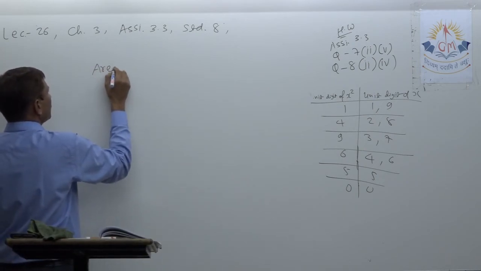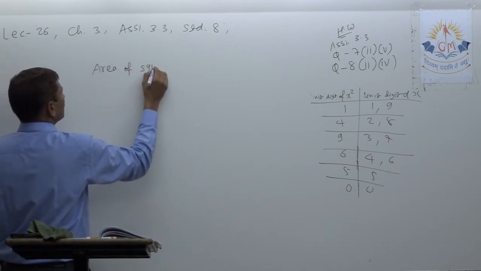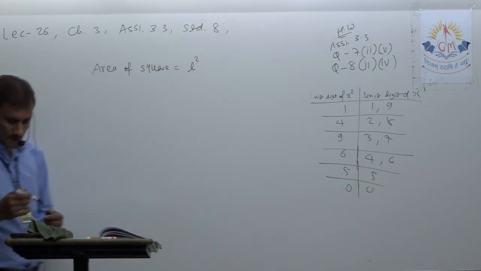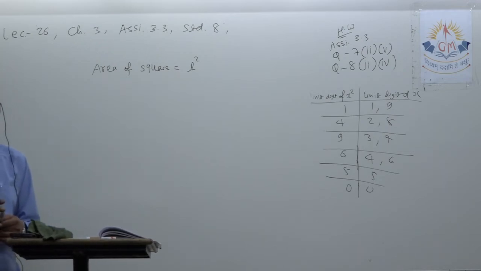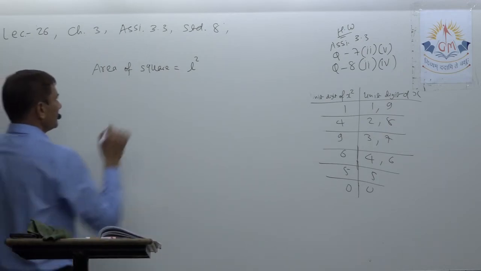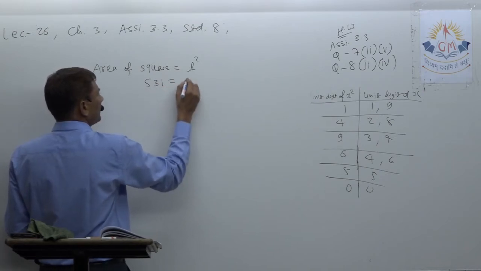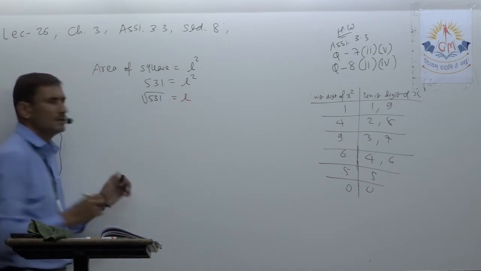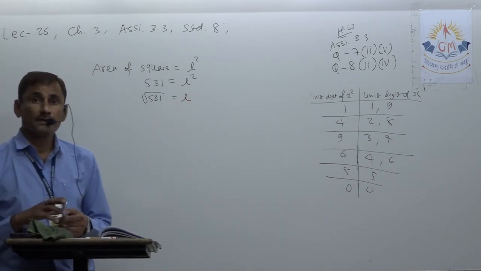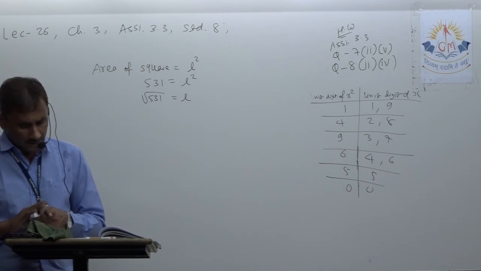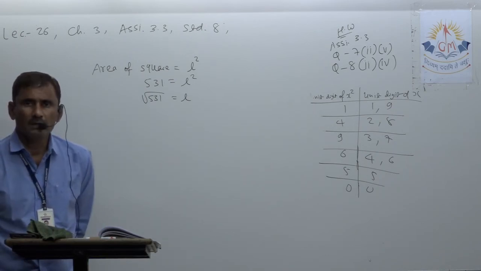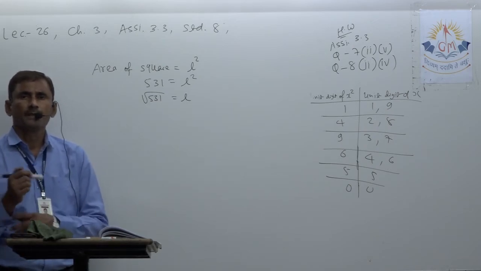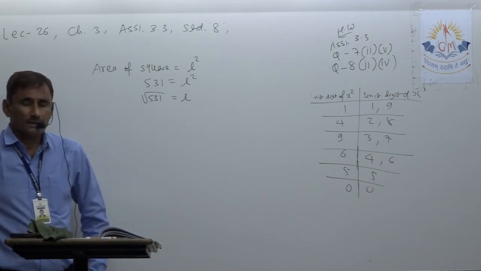Area of square equal to L square. Mostly we denote the side of a square as L. Now it is given 531. So 531 is equal to L square. So square root of 531 equal to L. So now we should find the square root of 531 only. They are asking to use the square root table, but as I told you, do not use the square root table; find it by the long division method only.